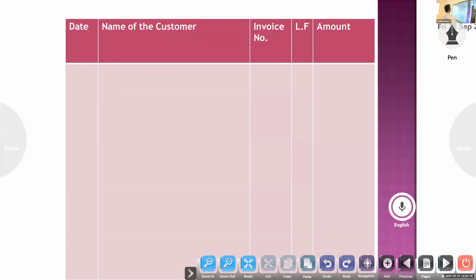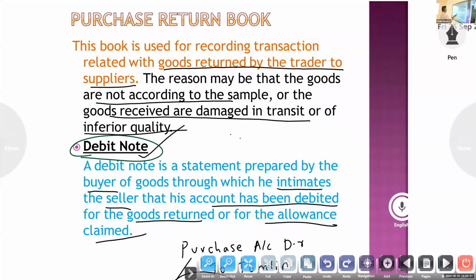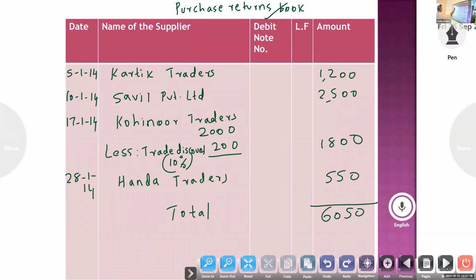Next, we studied the purchase return book. It is used for recording transactions related to the return of goods by the company to the supplier. On the basis of the debit note only, we record it. If there is any purchase return, we will debit that account. The columns are date, name of the supplier, debit note number, LF, amount.